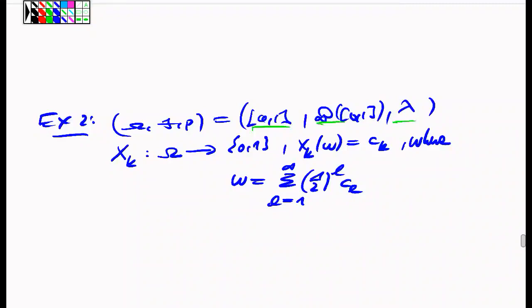And before we define this sequence of random variables xk on this space, we recall that each number in the unit interval has a unique representation as a power series where we take powers of 1/2, or negative powers of 2. And then we can develop each number between 0 and 1 as a power series of these negative powers of 2 with coefficients 0 or 1.